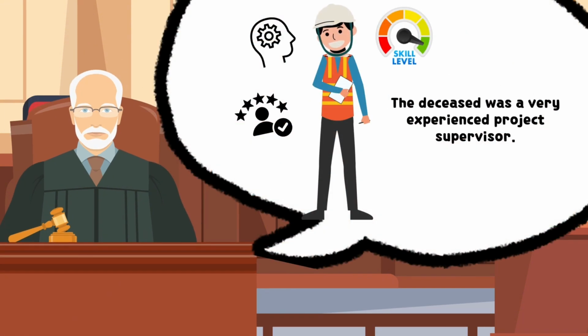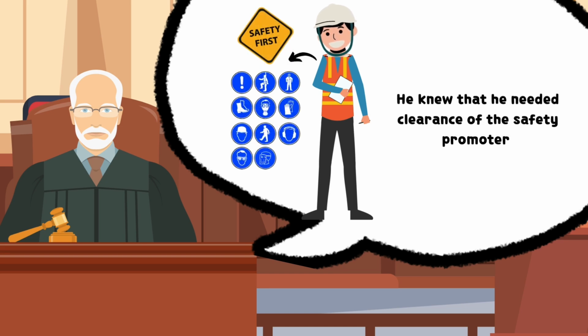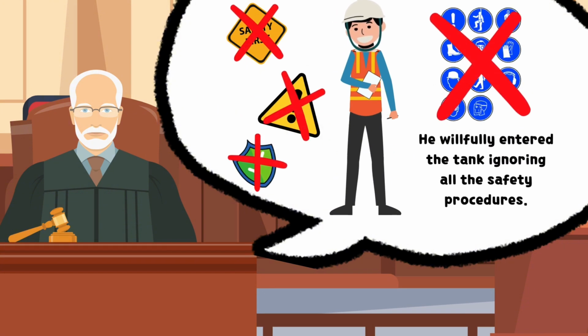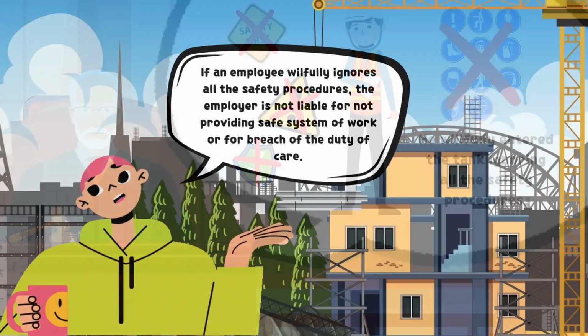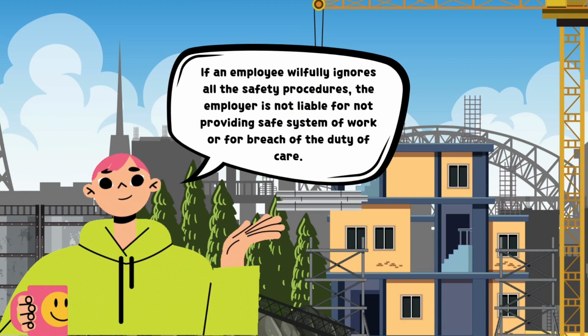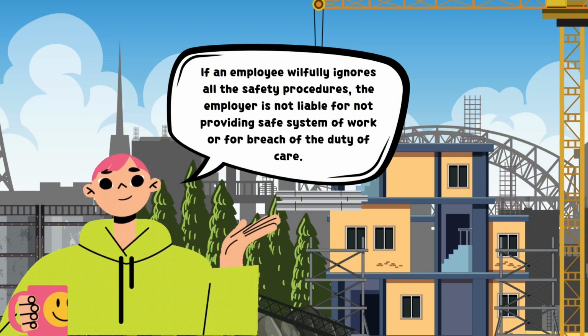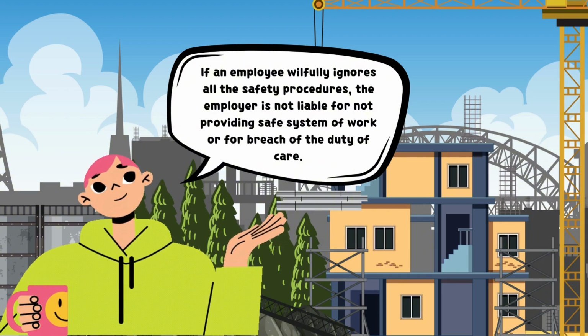The deceased was a very experienced project supervisor. He knew that he needed clearance of the safety promoter, and that a powered blower was necessary to ventilate the tank. He willfully entered the tank ignoring all the safety procedures. If an employee willfully ignores all the safety procedures, the employer is not liable for not providing a safe system of work or for breach of the duty of care.